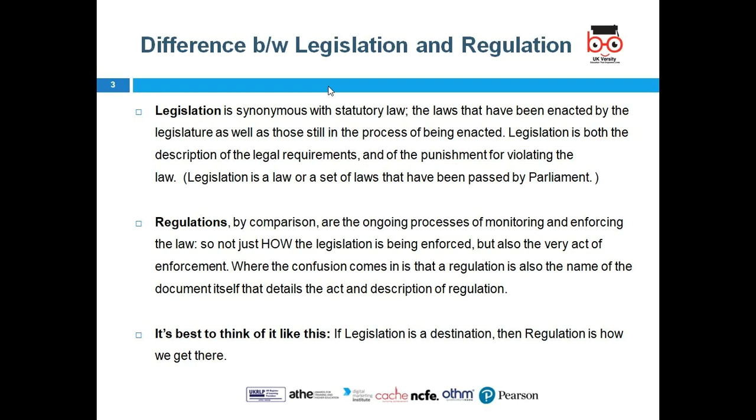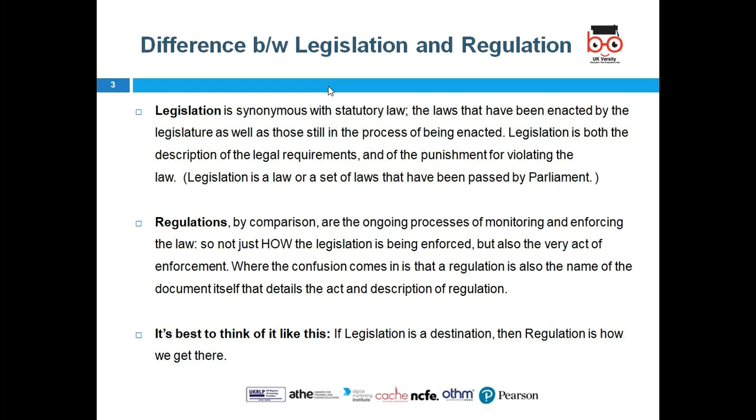Okay. For example, UK laws are under the EU law. So first, if anything comes under the EU law, then the UK has to follow, and then the UK may have its own specific laws, isn't it? Legislations are the law, again passed by the parliament. Even if we take the example of the EU, there's an EU parliament, isn't it? Right. And then regulations, by comparison, are the ongoing processes of monitoring and enforcing the law.